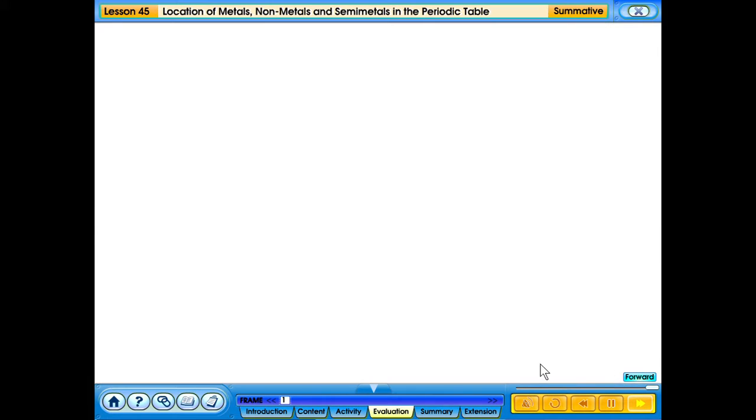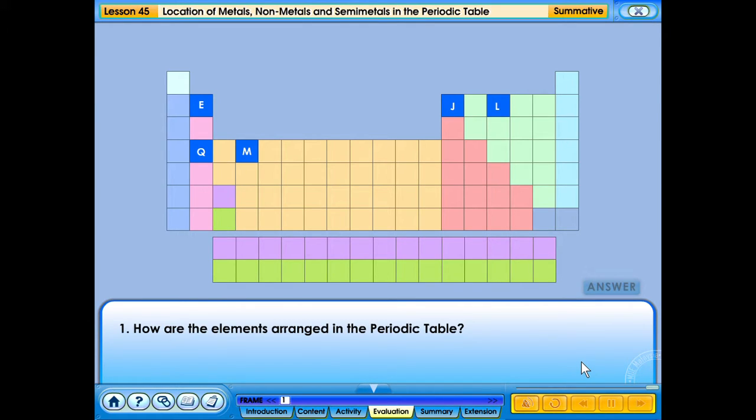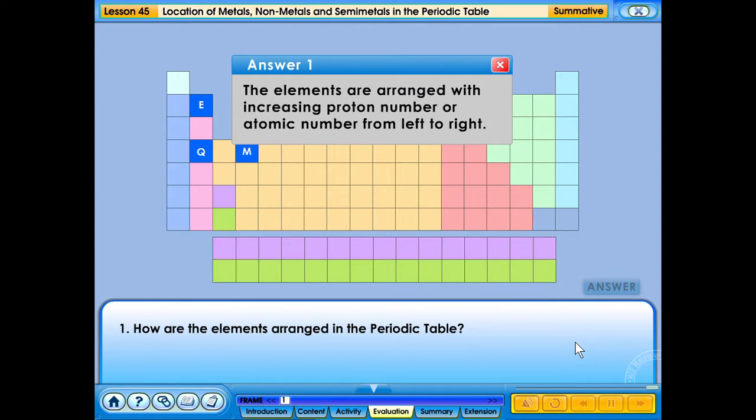The figure shows an incomplete periodic table. Answer the following questions about the periodic table using the letters E, J, L, Q, and M. 1. How are the elements arranged in the periodic table? The elements are arranged with increasing proton number or atomic number from left to right.